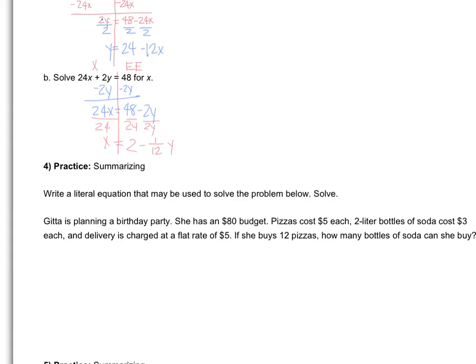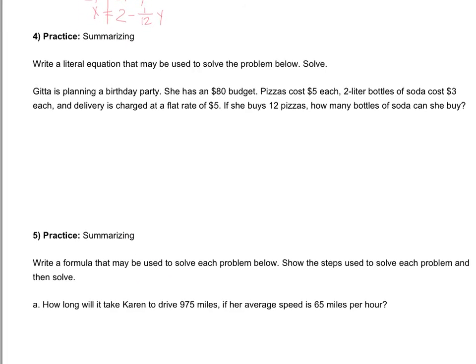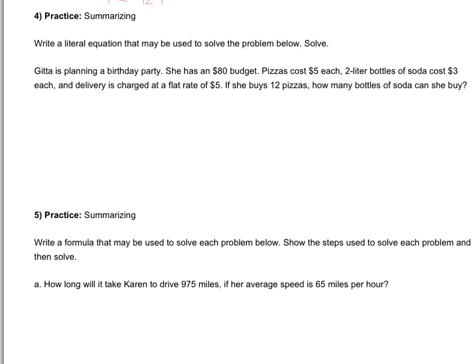So sometimes we have to write our own equations. So we have a problem. Geeta is planning a birthday party. She has an $80 budget. Pizzas cost $5 each. 2-liter bottles of soda cost $3 each. And delivery is charged at a flat rate of $5. If she buys 12 pizzas, how many bottles of soda can she buy?